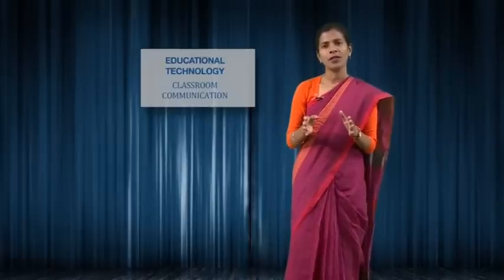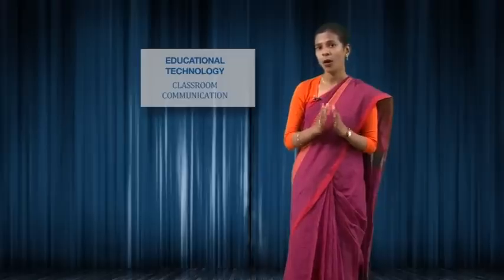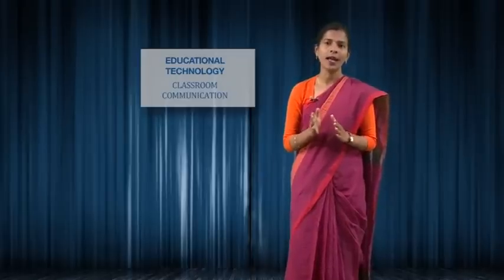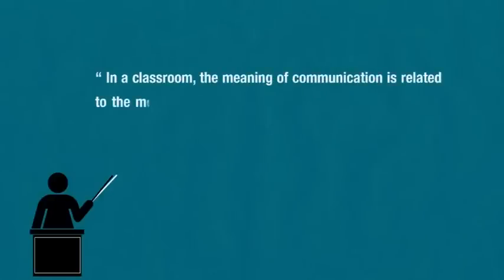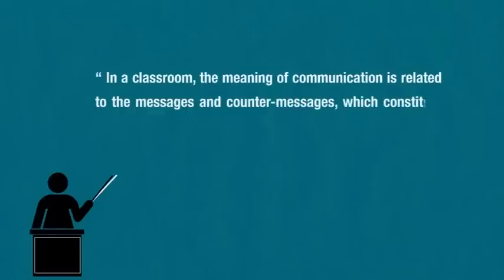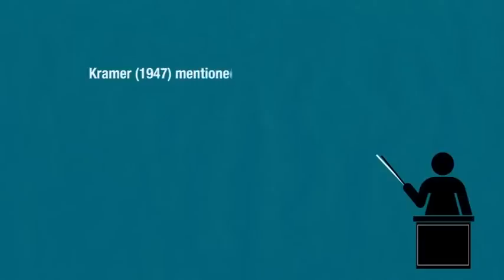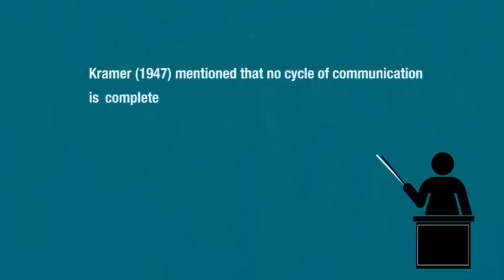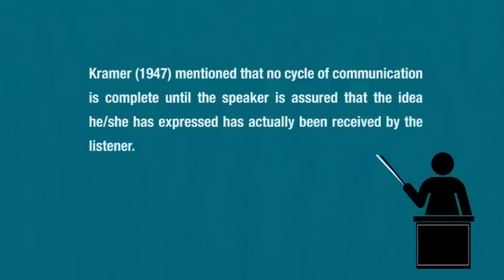It is a cyclic process where its completion depends upon the student's understanding of the message or content in the form of their response as feedback. In a classroom, the meaning of communication is related to the messages and counter messages which constitute the teaching learning process, which involves initiation, reception and response that serve as feedback. Kramer mentioned that no cycle of communication is complete until the speaker is assured that the idea he or she has expressed has actually been received by the listener.